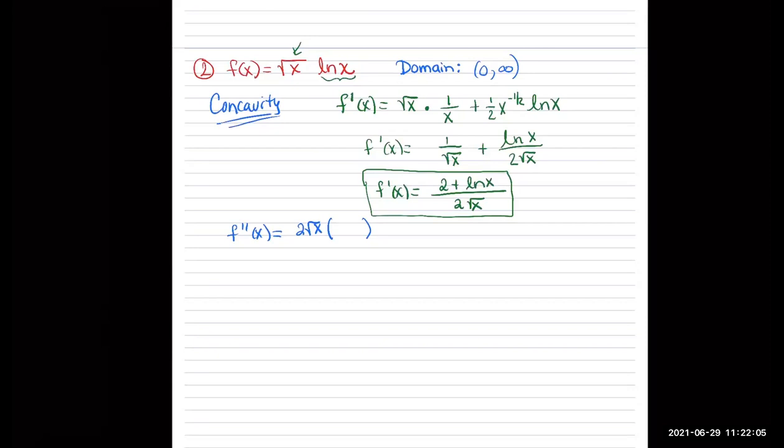Good. The derivative of 2 is 0. Exactly. The derivative of natural log of x is 1 over x. That's great. Minus the top times the derivative of the bottom. The derivative of x to the 1/2 is 1/2 x to the minus 1/2, all over the bottom squared. And that looks like a horrible mess, so we are definitely going to simplify it.